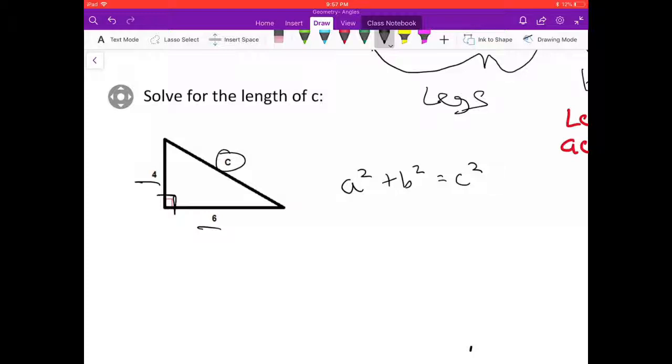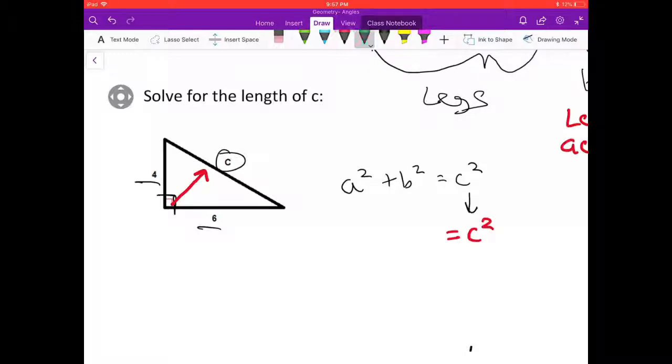The next thing that I always like to do first is fill in my c squared first, because that's the most important. It's my hypotenuse. So I know that my hypotenuse is always across from my right angle. In this case, it's also going to be c. So we're going to write this in as c squared.